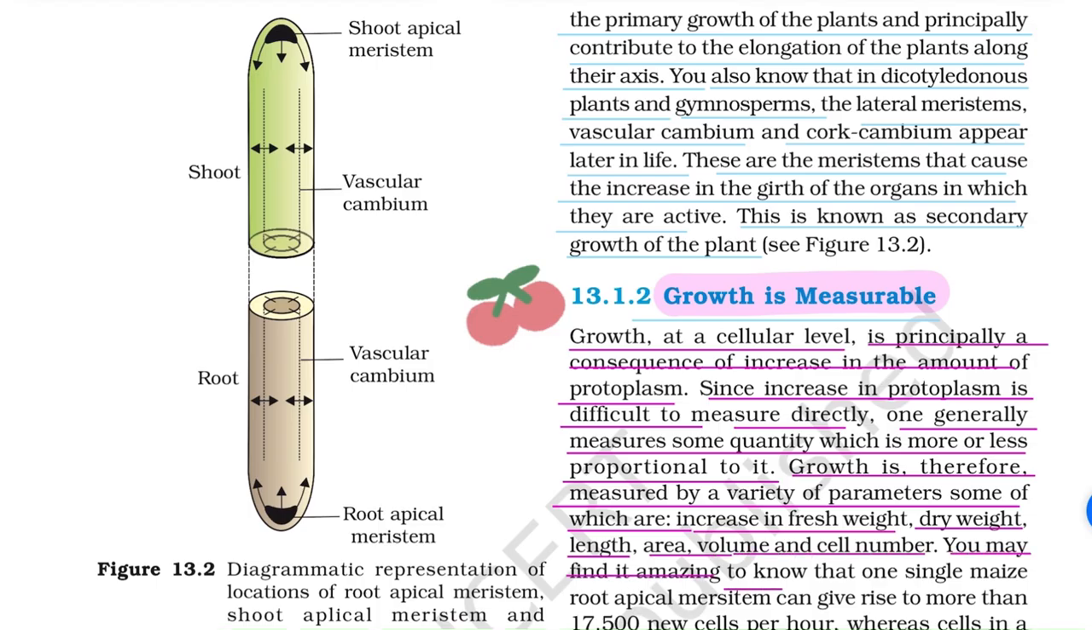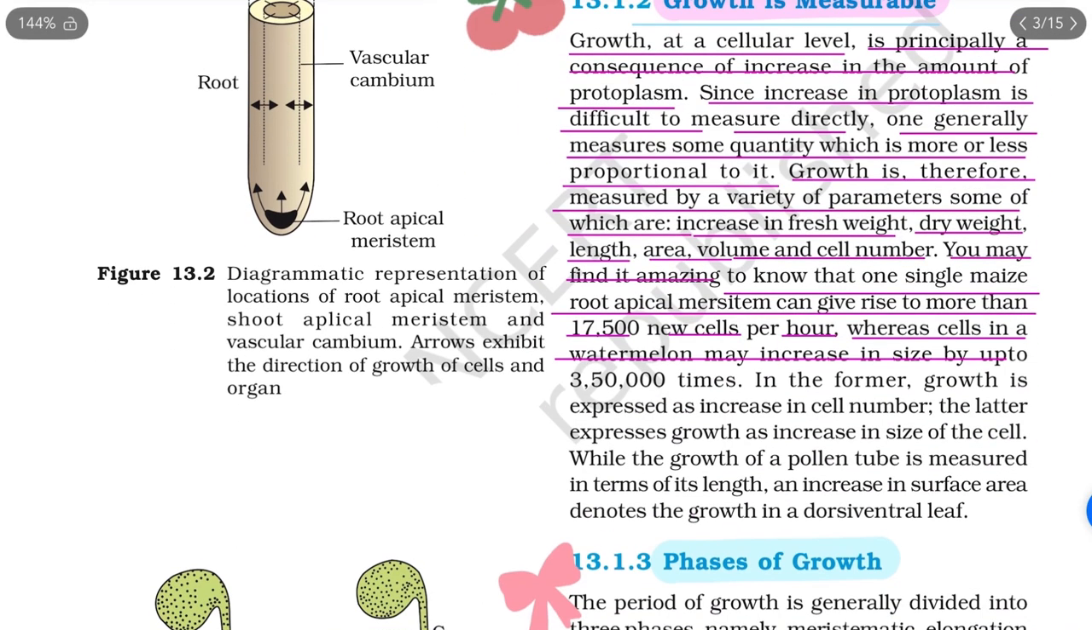You may find it amazing to know that one single maize root apical meristem can give rise to more than 17,500 new cells per hour, whereas cells in a watermelon may increase in size by up to 350,000 times. In the former, the growth is expressed as increase in cell number. The latter expresses growth as increase in size of the cell.